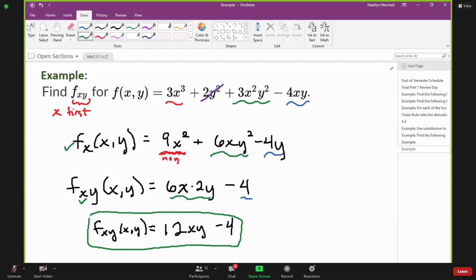Maybe with lots of practice, you could do this in your head in one step, but even if you're doing it in your head, you would still be going through 2 steps to do it. So don't do it in your head. You need to show these 2 steps, but it is necessary to go through the partial derivative with respect to x first, and then use that to go down to the y.